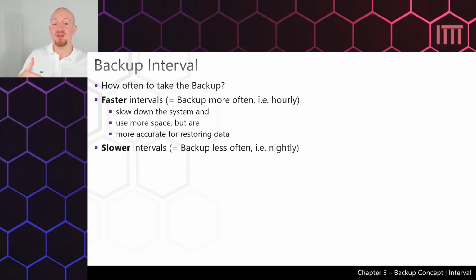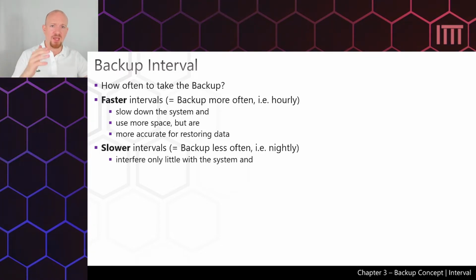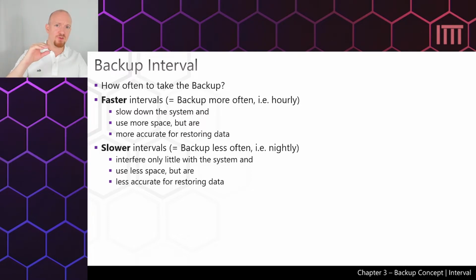Slower intervals mean the backup is taken less often, for example every night, and this will interfere only little with the system, and it uses of course also less space, but it's also less accurate for restoring data. For example, if a file gets deleted at 4 o'clock in the afternoon, or a database is corrupt at 4 o'clock in the afternoon, and you want to go back to midday, this will not be possible if you only take backups at night. So you would only have the possibility to go back to the status of the files from last night.